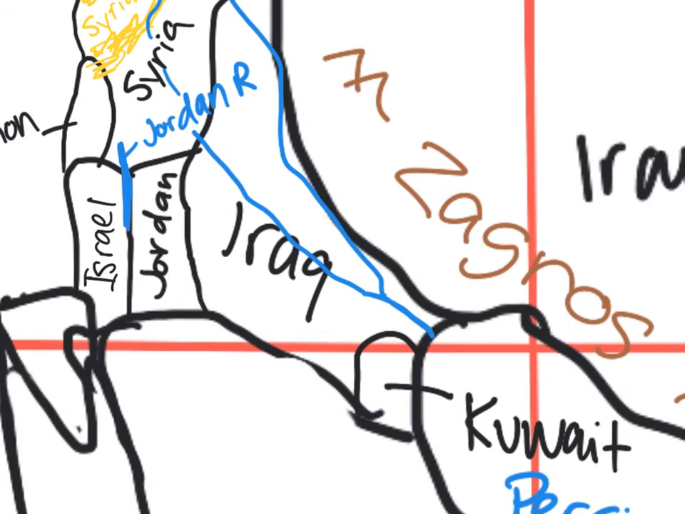So let me label these. Euphrates. And the one on the right is the Tigris. Maybe I should have written that the other way.